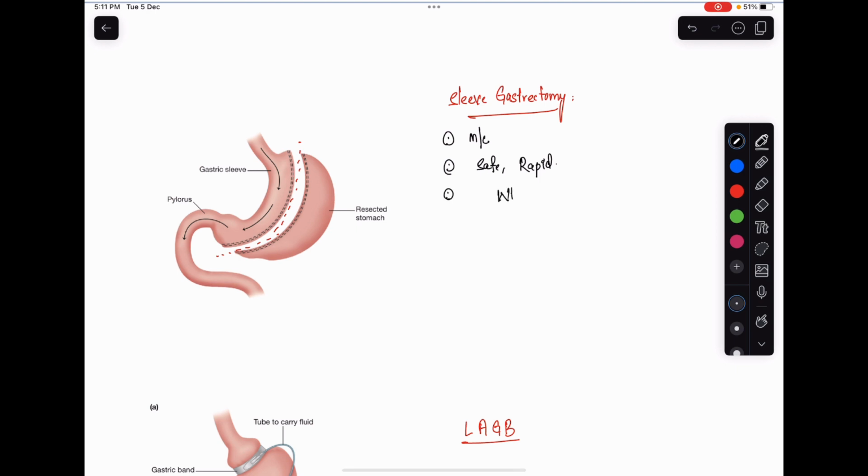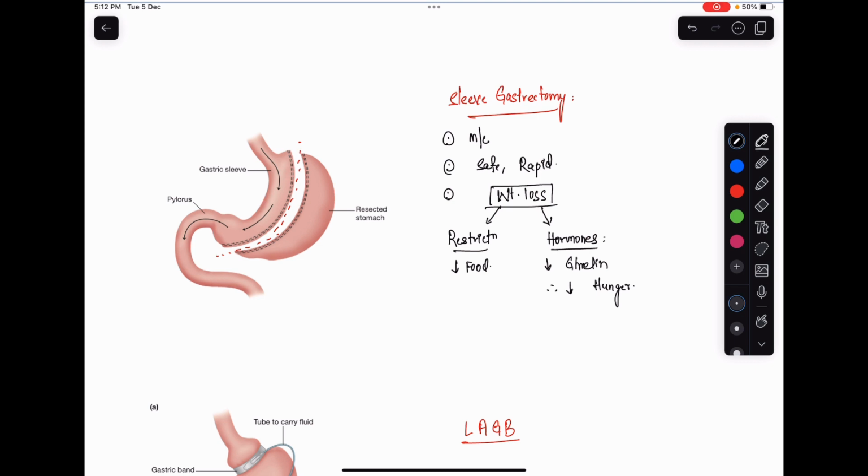And weight loss occurs by two methods. One is by restriction of food. Since the capacity of stomach is reduced, there will be less food entering stomach, thereby causing early satiety. And the other method is by hormones. Gastric fundus releases ghrelin, which causes hunger and causes the patient to eat more. In sleeve gastrectomy, we are resecting a large part of stomach, so there will be decreased amount of ghrelin, so there will be decreased hunger. So by these two methods, there is increased weight loss in sleeve gastrectomy.